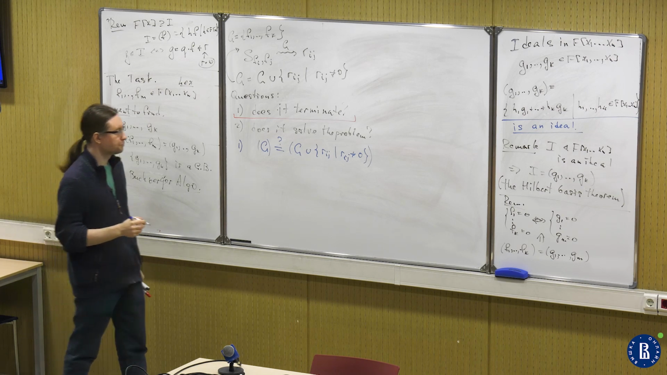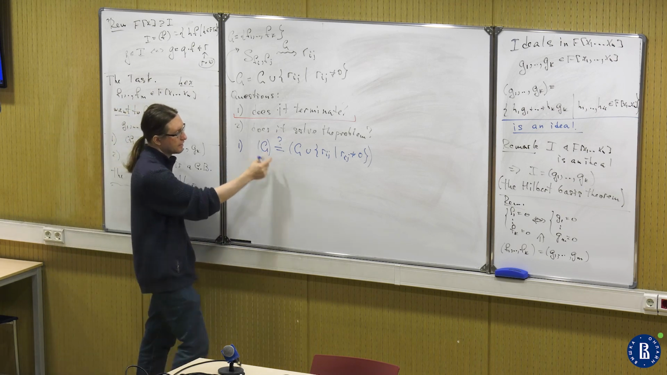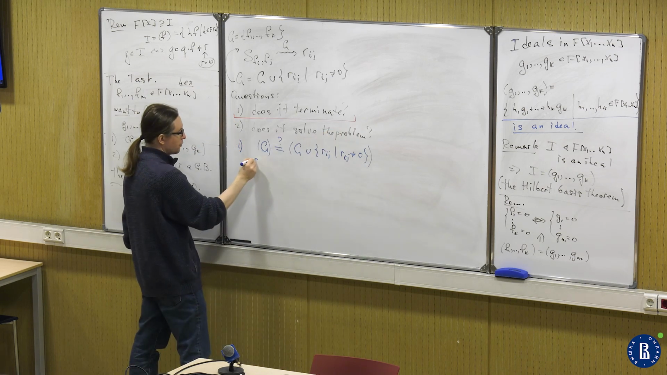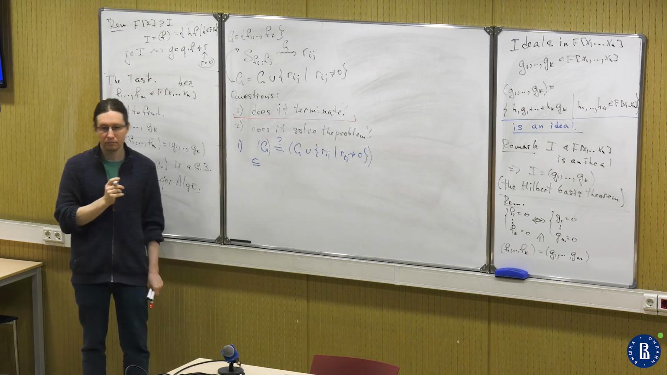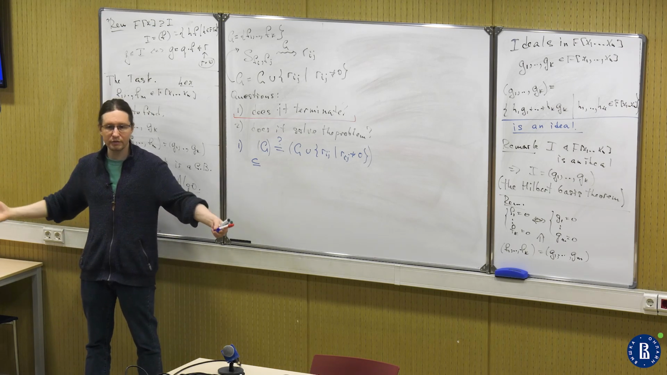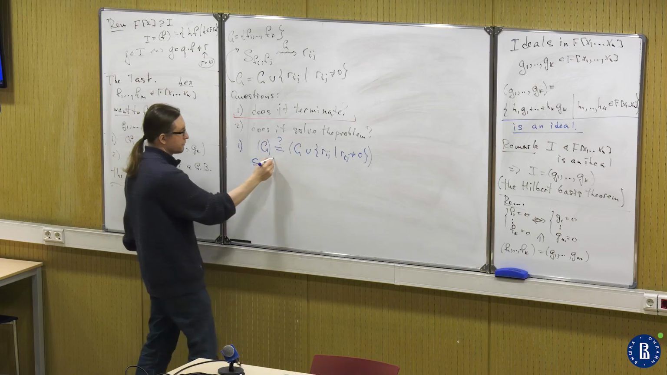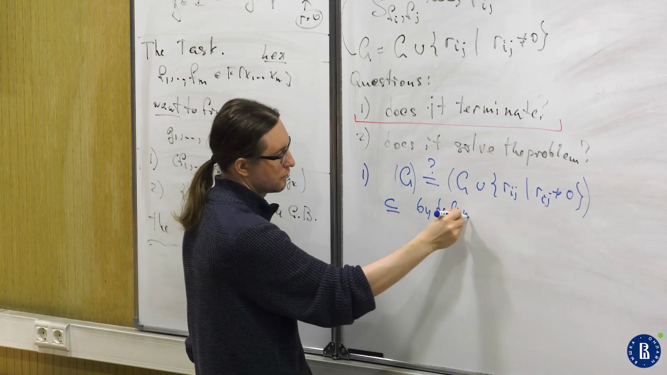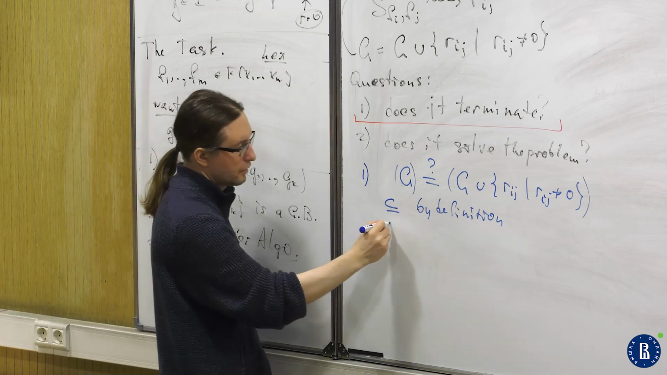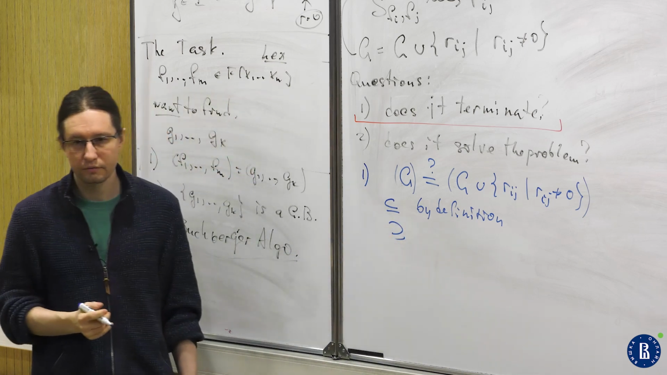Well, first of all, since this set is a subset of this one, then just by definition, we have the inclusion. Because if we have a larger set of generators, we may have a larger ideal. So this is just by definition. So we need to prove inclusion in the opposite direction.